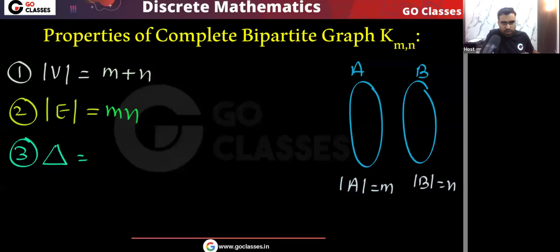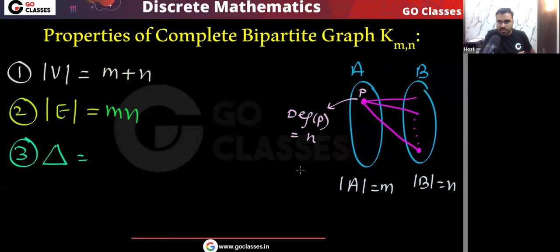Next, what will be the maximum degree in this complete bipartite graph? You can easily see, what will be the degree of a vertex in part A? This vertex will be adjacent to every vertex in part B. Let's call it P. What is the degree of this vertex P? That will be n, because this vertex is adjacent to every vertex in part B. Similarly, take any vertex of part B, which will be adjacent to every vertex of part A. So what is the degree of this vertex?